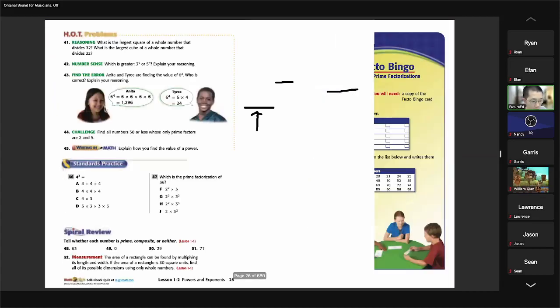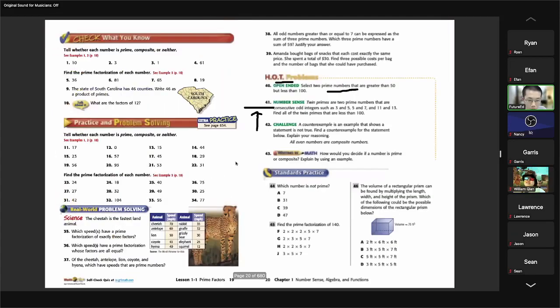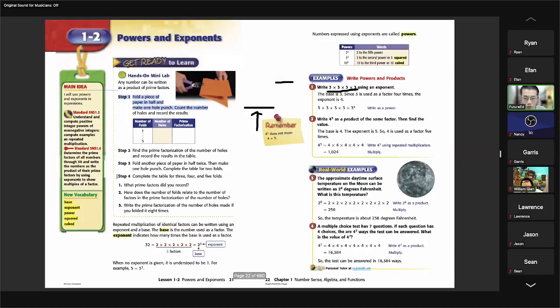Kevin, can you tell me what the base of this? Oops. Yeah, I think I skipped a bit too much.